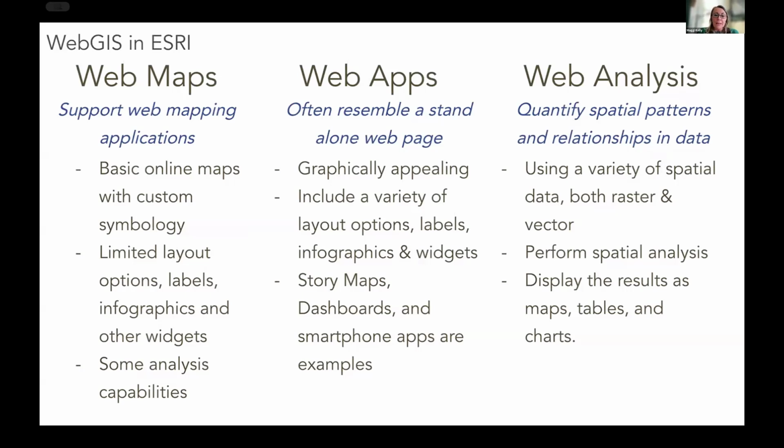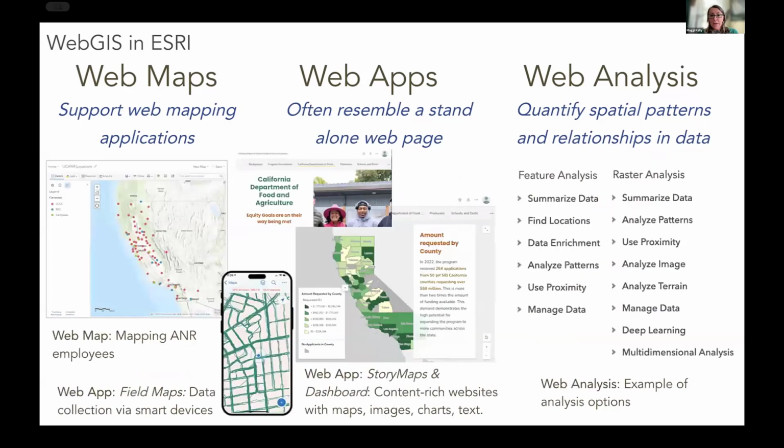These are graphically appealing, and there's many ways that you can think about these web apps. Story maps, for example, are very popular. Those are web apps. Dashboards, smartphone apps. We're going to play around with some of this today. And then, of course, when we do GIS, we're really interested in analysis, and we can do a lot of analysis in the cloud now.